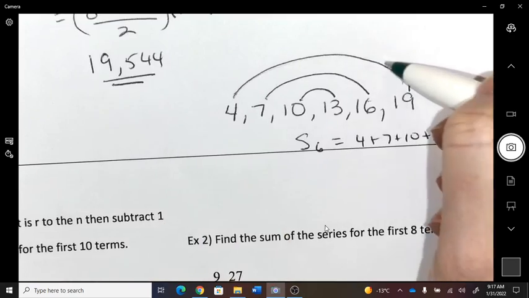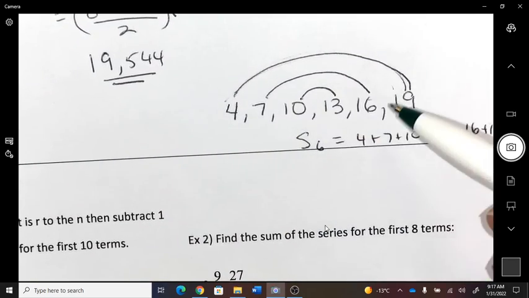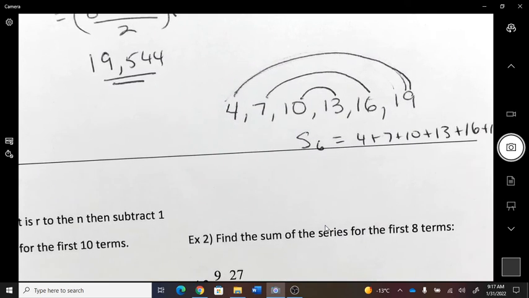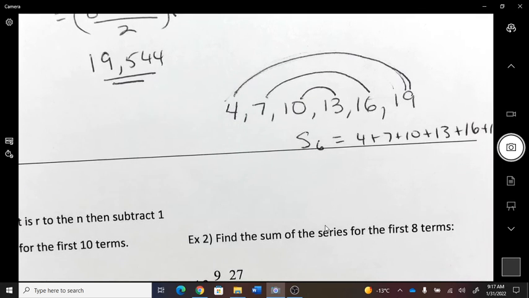It's averaging that. So if you average it, you're eventually going to include all of the numbers. So that's just kind of what the formula is doing, making it easier for you.